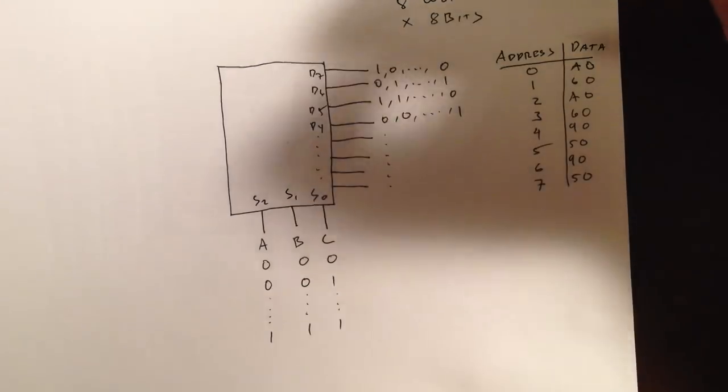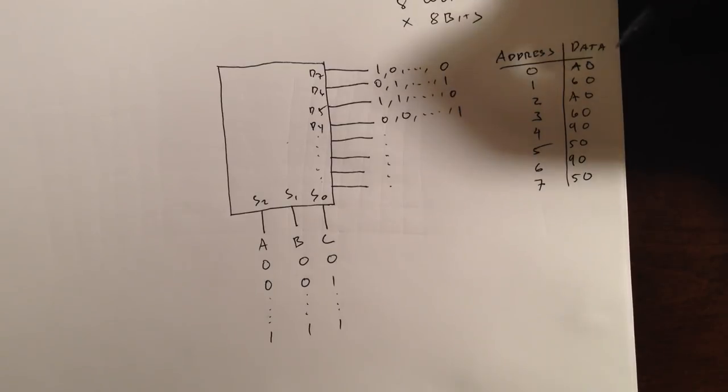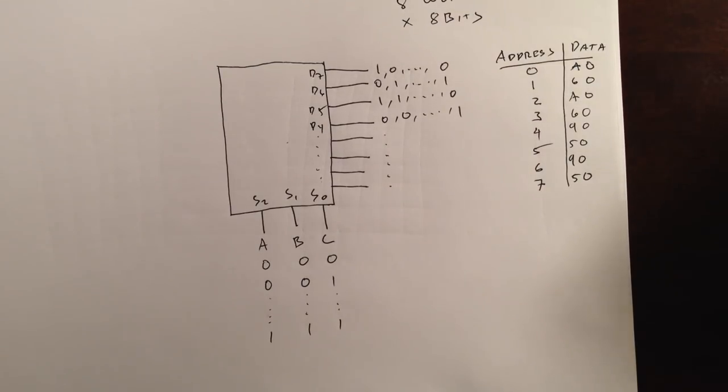So this is our address. If we are at address 0, then that's our output in terms of hexadecimal. So I hope that all makes sense.